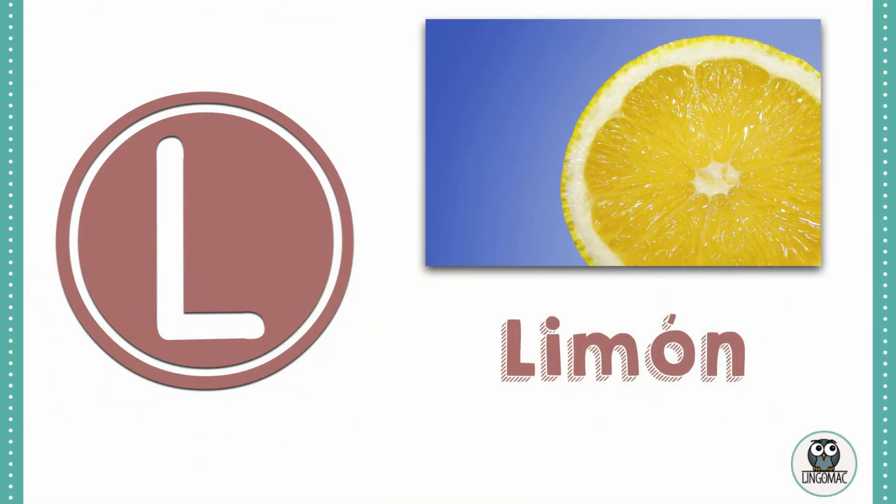L, limón. That's lemon. Limón, limón. Remember that when you see that little accent on top of a letter, that means that that is stressed. So you have to pronounce that syllable stronger. It's not limon, it's limón. Limón.